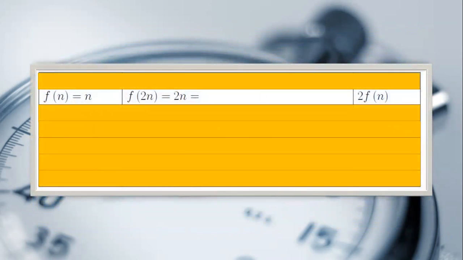The most straightforward is the linear function here. Assume that the time it takes is n. So the input n takes n time. So if you double the input, it doubles the output.